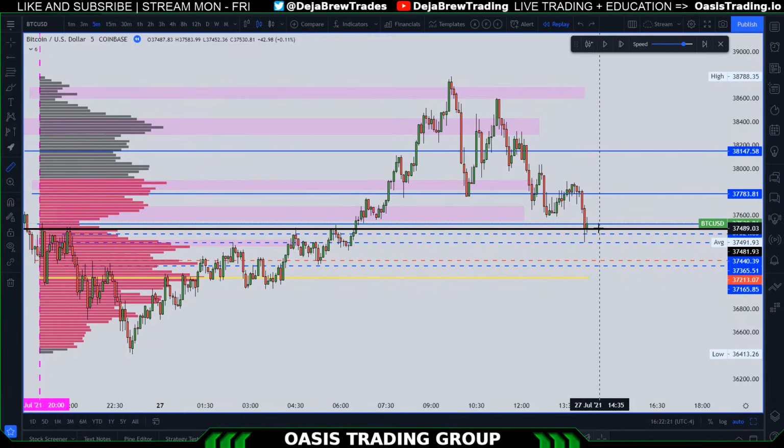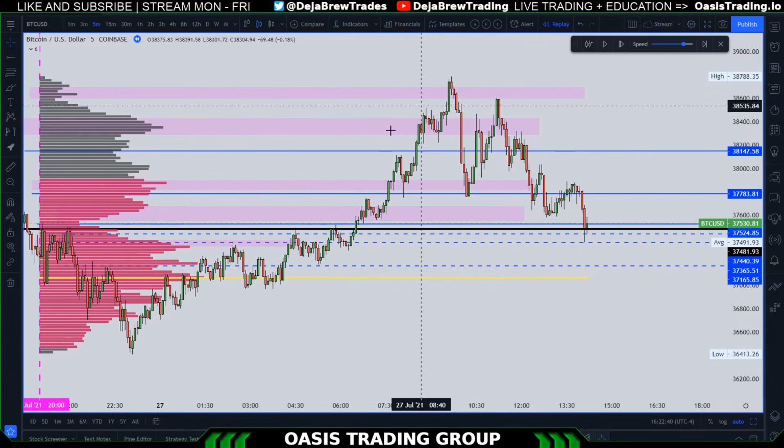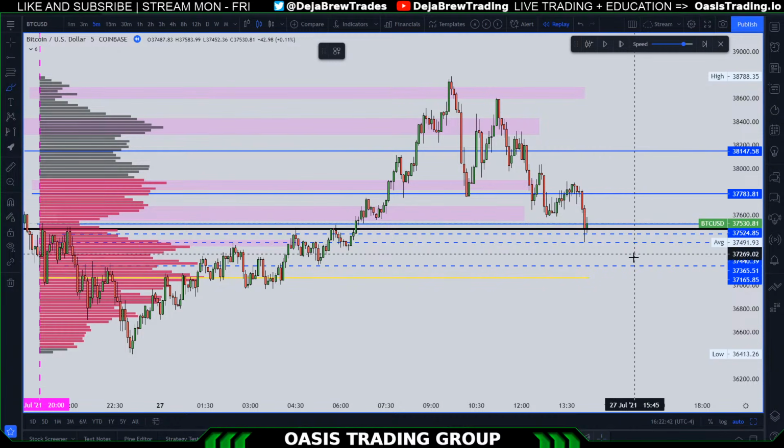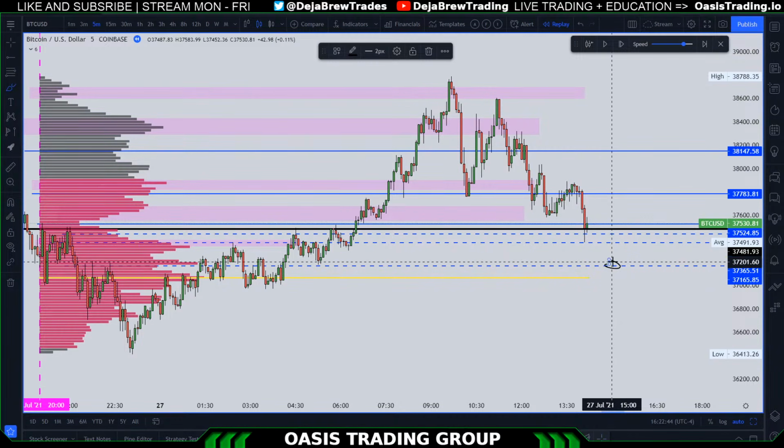So if we long this level, we got to look at all of our big support levels below us. So we have the initial value area high. We have the initial POC. We have, what was that red line? I don't remember what that was. I think that was a value area low. Let's get rid of that for now. And then we have the initial balance low.